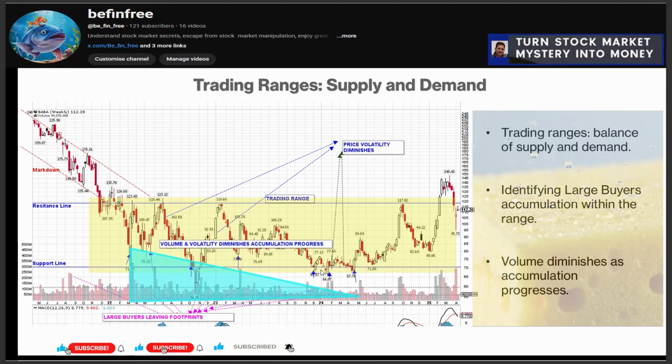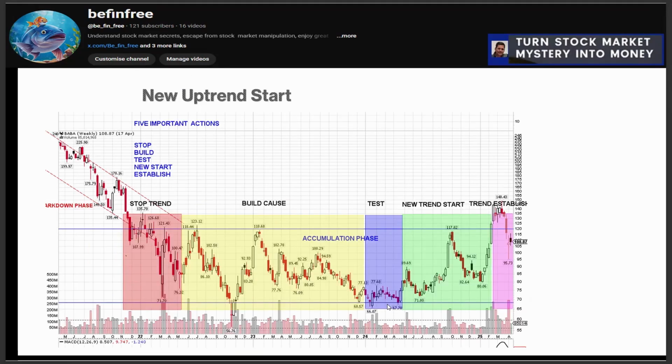Big investors see that there is not much volume coming at that particular time. That indirectly tells them there are no more sellers left, because they have already sold and left the stock. That gives them confidence that the stock has already been absorbed over a period of time. When the test phase is completed, next comes the new uptrend.